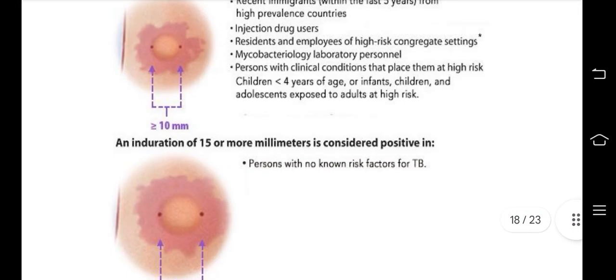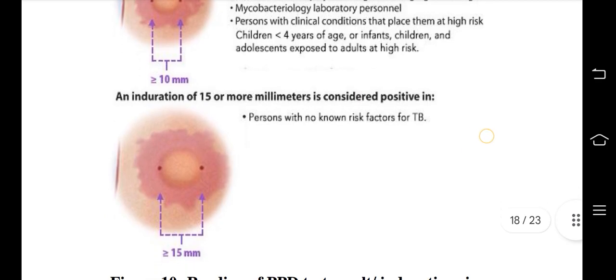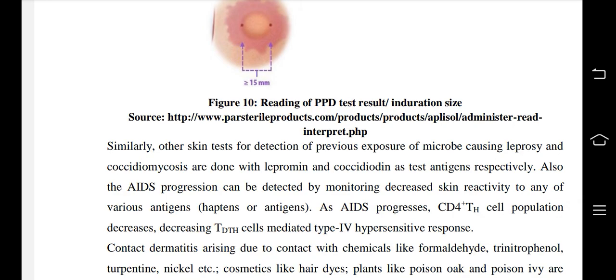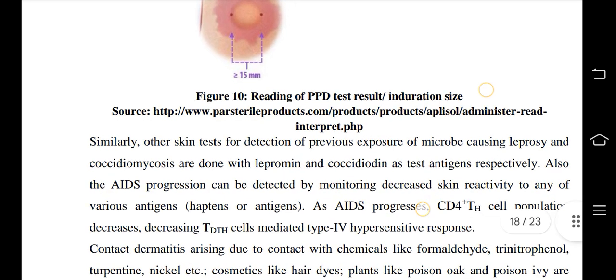And an induration of 15 or more millimeters is considered positive in persons with no risk factors for TB. Reading: how to read PPD test result induration size.